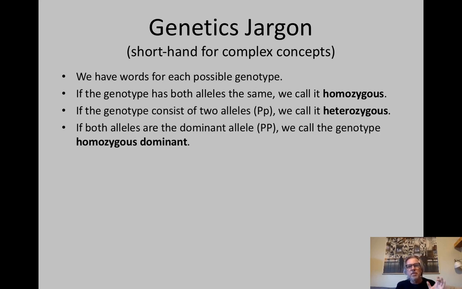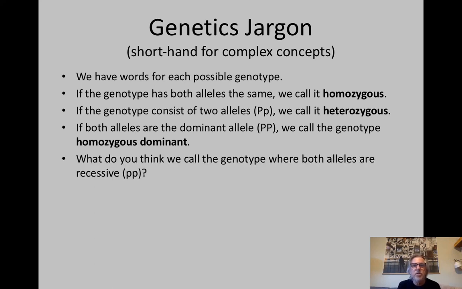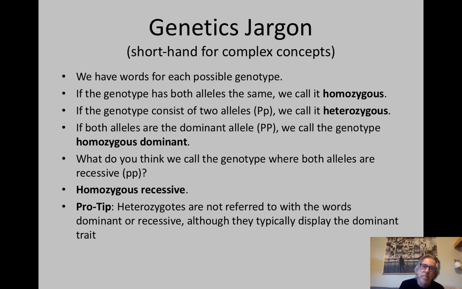If both alleles are the dominant allele, let's say big P, we call the genotype homozygous dominant. What do you think we call the genotype when both alleles are recessive, little p? Yup, you're right. We call it homozygous recessive. Another pro tip, heterozygotes are not referred to with the words dominant or recessive, although they typically display the dominant trait. We simply say that they are heterozygotes, and that implies that they have a dominant allele and a recessive allele, if there are only 2 alleles in the population.